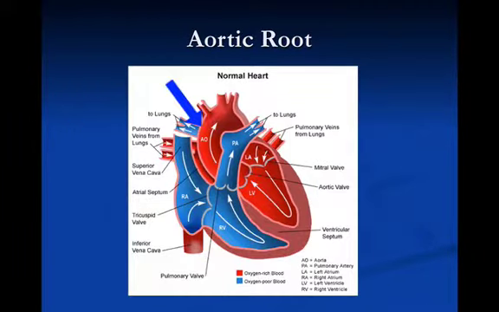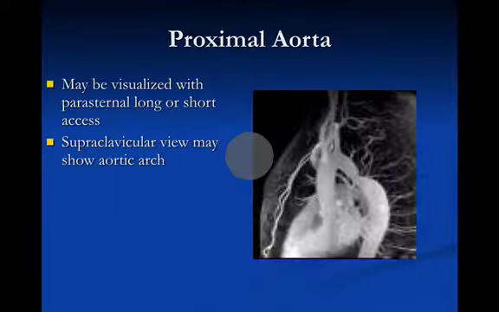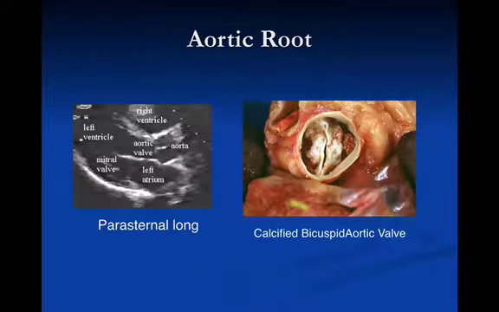The aortic root is best seen in a peristernal long axis view. And you can see the aortic root in a peristernal short axis view at the level of the valve as well. The supraclavicular view, though, may give you a better view of the aortic arch. Here's an example of a peristernal long axis view, and you can see the aortic valve above the left atrium in this view. And generally, the left atrium and the aortic outflow tract should be about the same size.